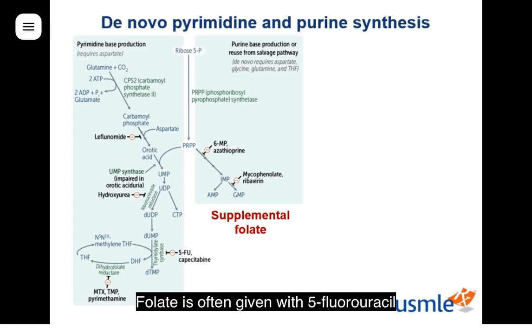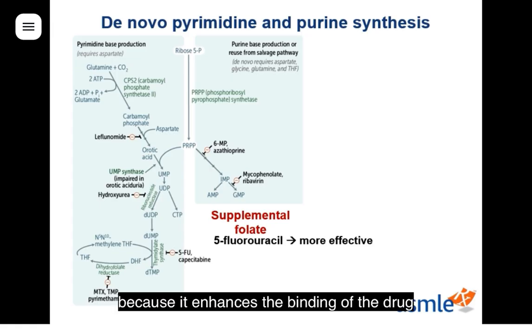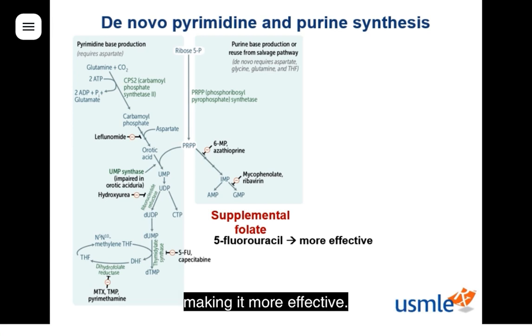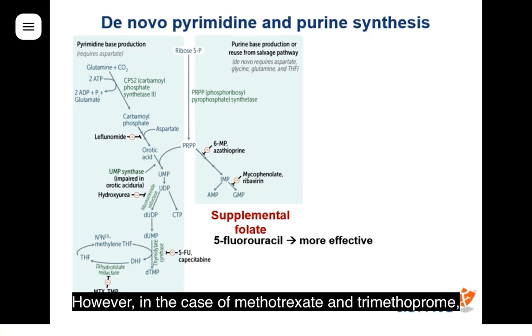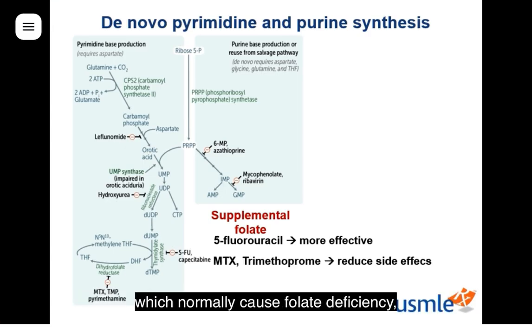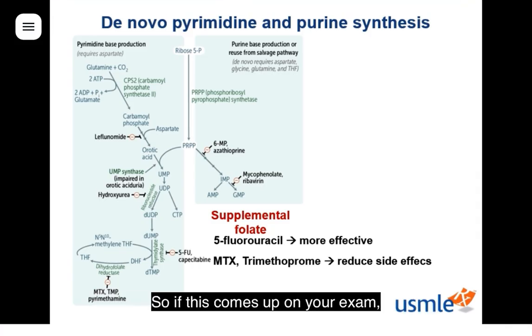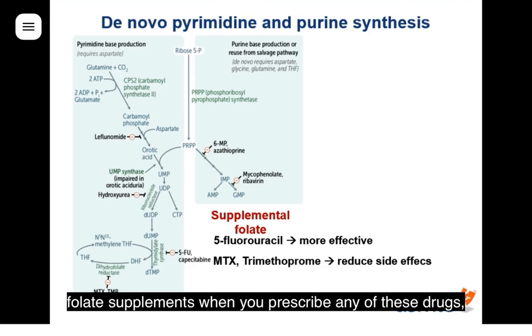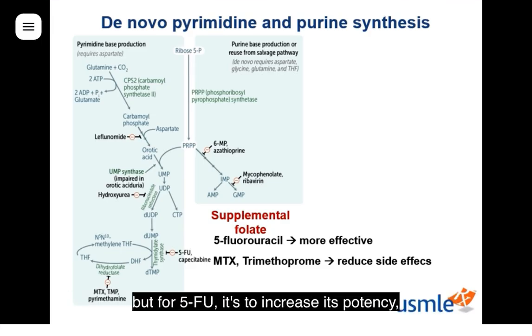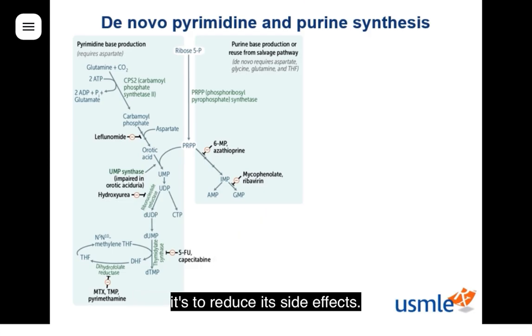Folate is often given with 5-fluorouracil because it enhances the binding of the drug to its target enzyme, thymidine synthase, making it more effective. However, in the case of methotrexate and trimethoprim, which normally cause folate deficiency, it's used to reduce side effects, especially in tissues that need a lot of cellular division, such as in bone marrow and gastrointestinal lining. So if this comes up on your exam, in both cases, you do want to give patients folate supplements when you prescribe any of these drugs, but for 5-FU, it's to increase its potency, and for methotrexate and trimethoprim, it's to reduce its side effects.